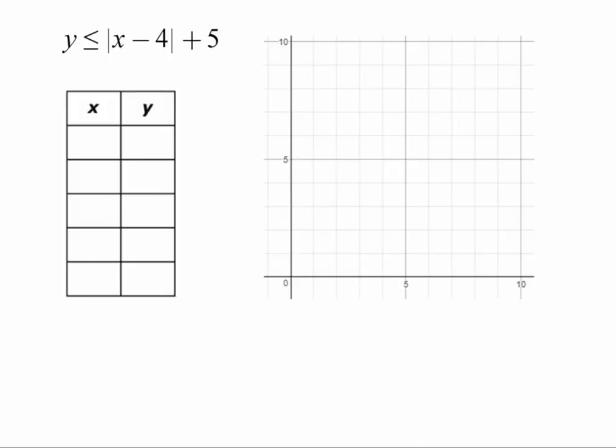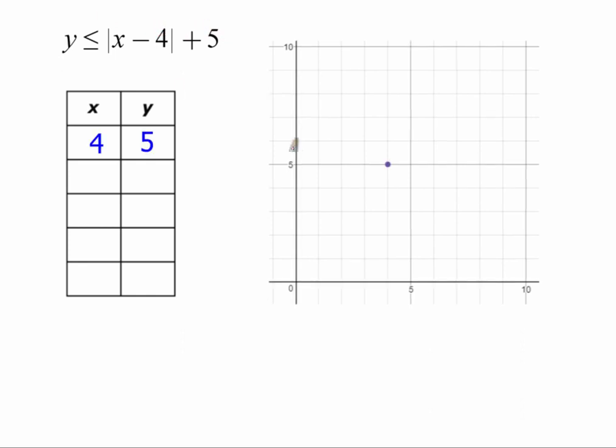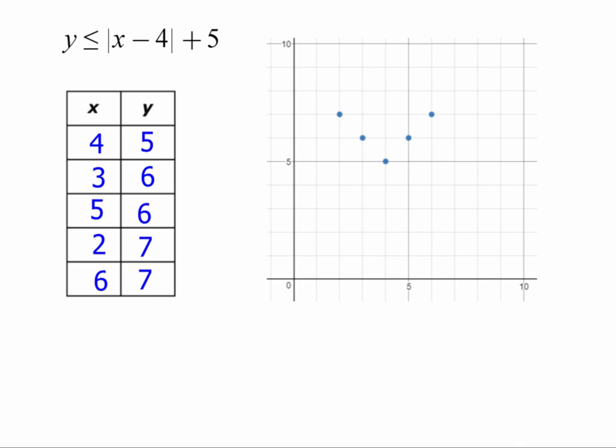So first step, let's take a look at this. We want to first find our vertex. So if we look, this is x minus 4 plus 5. That tells me that my vertex is at the point 4, 5. Then I'm going to use my graphing calculator to find some more points. I'm not going to show you that here; I can show you in class how to use the graphing calculator. But here are some other points that would be on the line: 3, 6, 5, 6, 2, 7, and 6, 7. Notice they form that V shape.